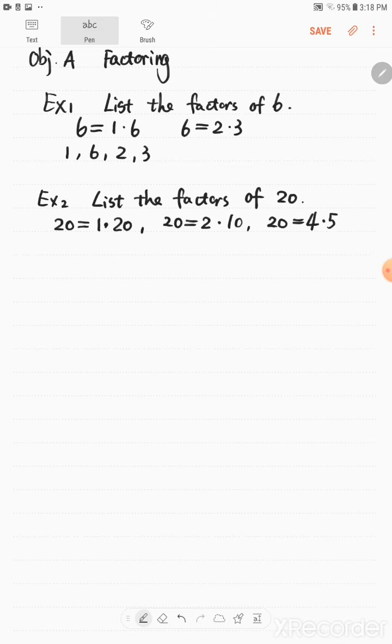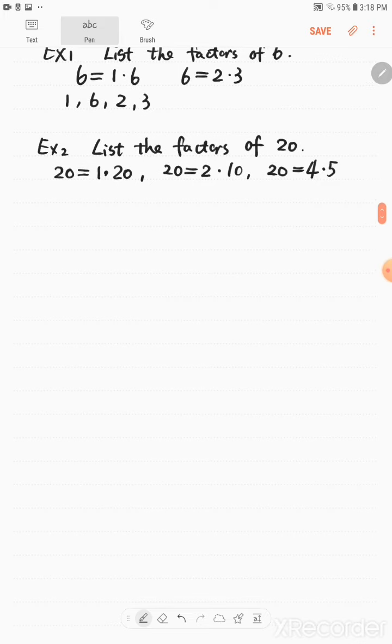That's all. After that, we can list the factors. This time, we try to put them from least to greatest. But it's okay if you didn't do it like that. The order does not matter. So that will be 1, 2, 4, 5, 10, 20. From these 2 examples, we realize we only focus on the natural numbers. All the factors are natural numbers, also called counting numbers. That's 1, 2, 3, 4, 5.